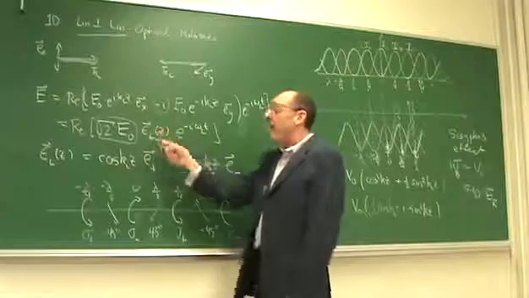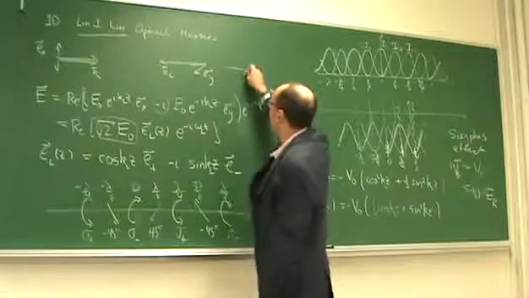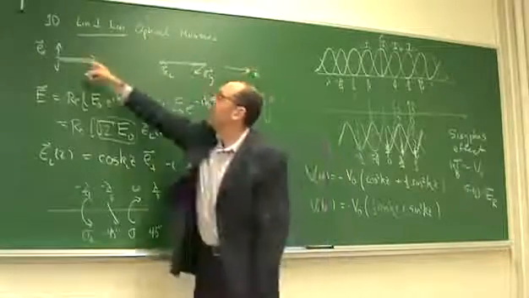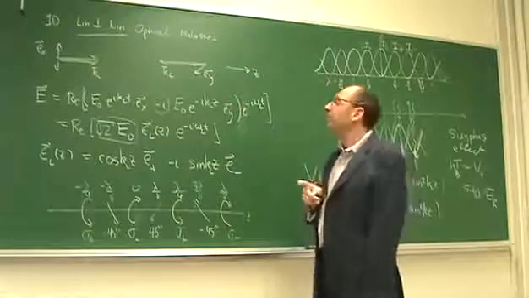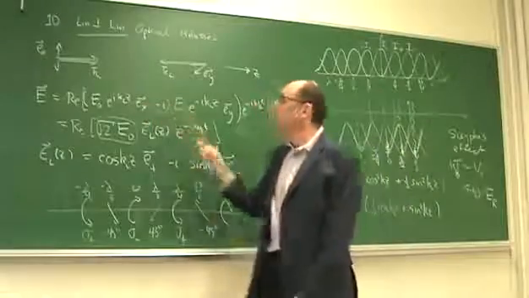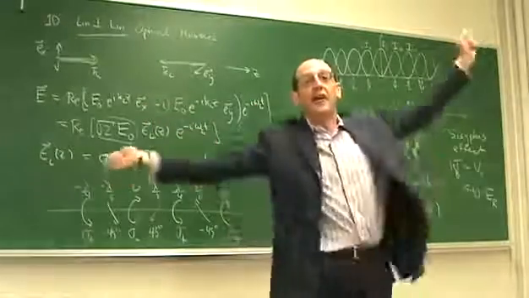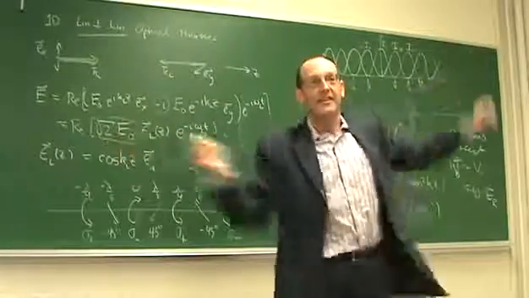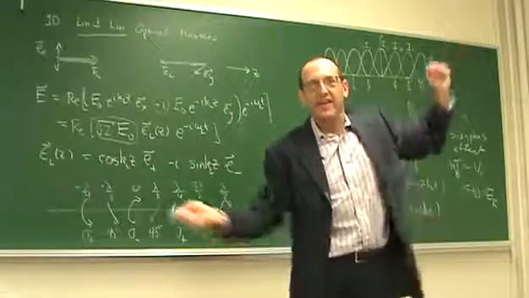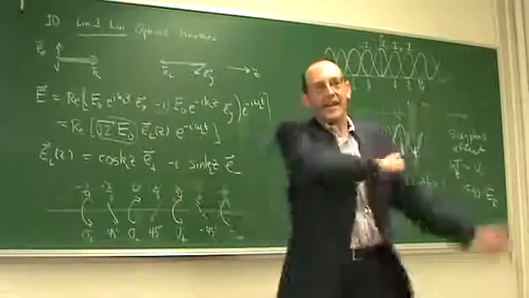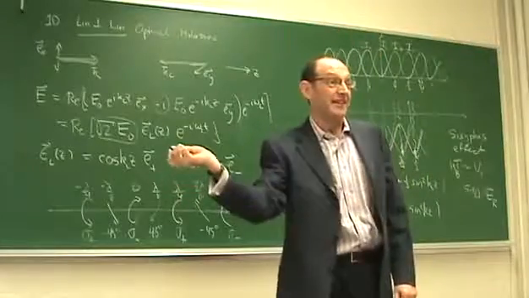the local value of the polarization as a function of the distance along this axis is varying, because of the relative phase between the x and y. If they're in phase, then I get linear polarization, and if they're 90 degrees out of phase, then I get circular polarization.